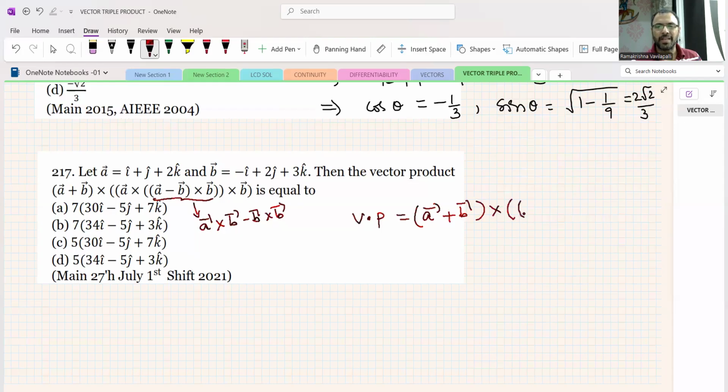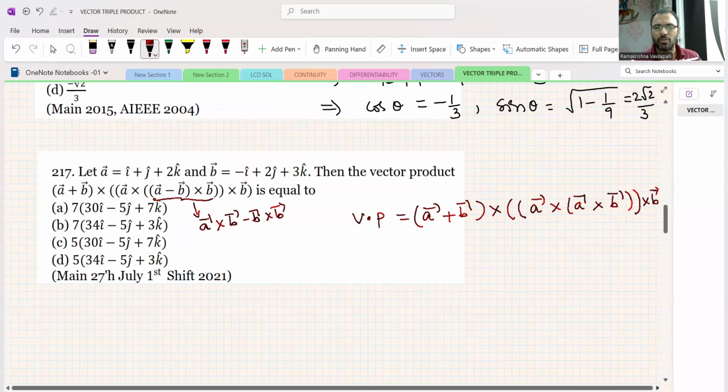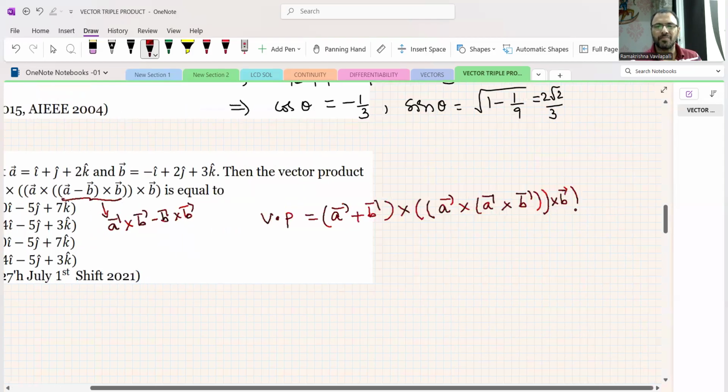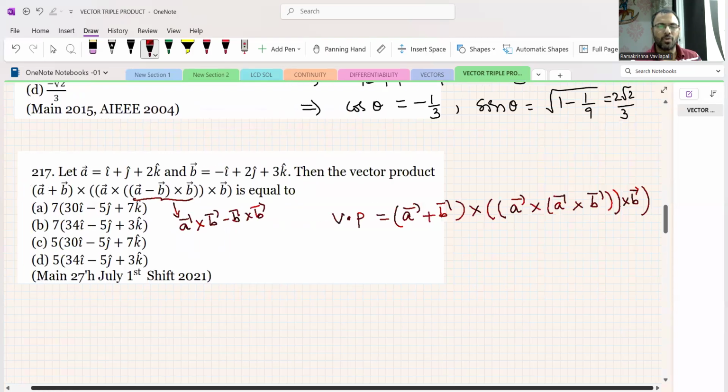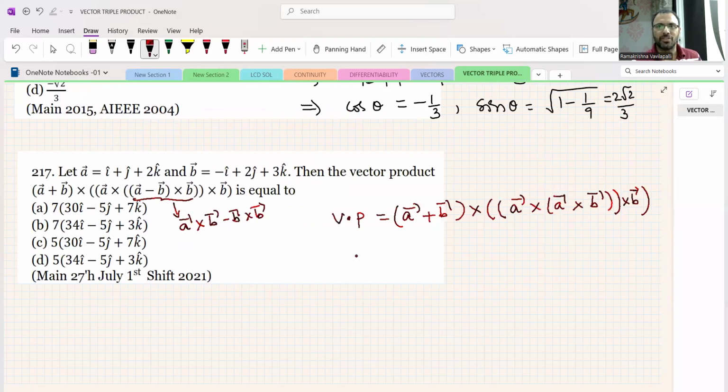we have on the left side two brackets. So A bar cross, this is A bar cross B bar, bracket close and another bracket close, and this is cross B bar vector, okay, and again bracket close. All right. So this is equal to, now we have to apply a triple product here.